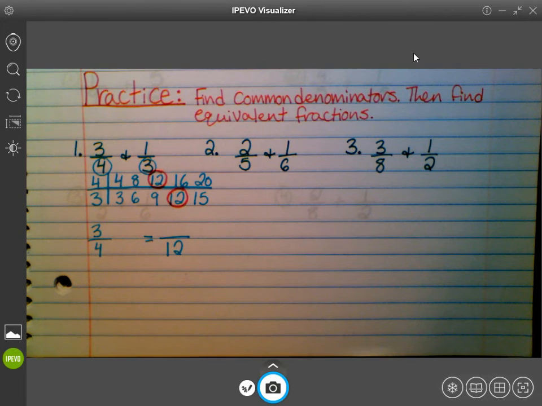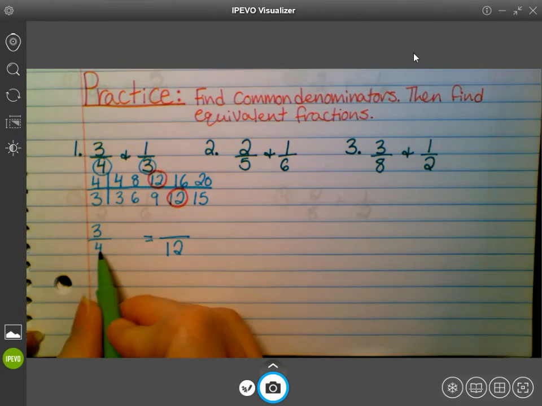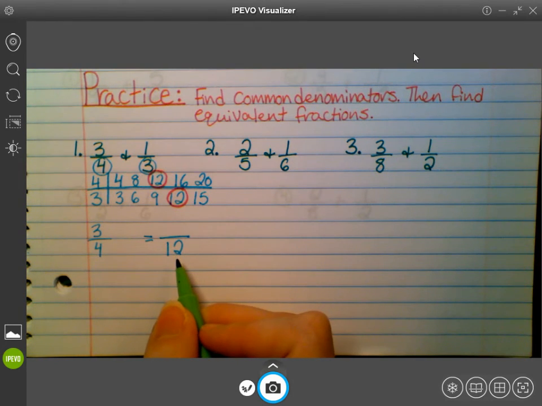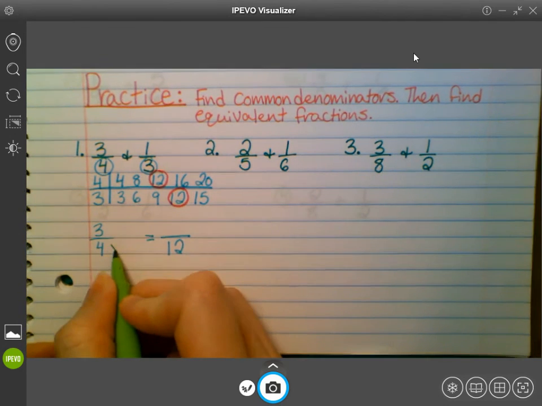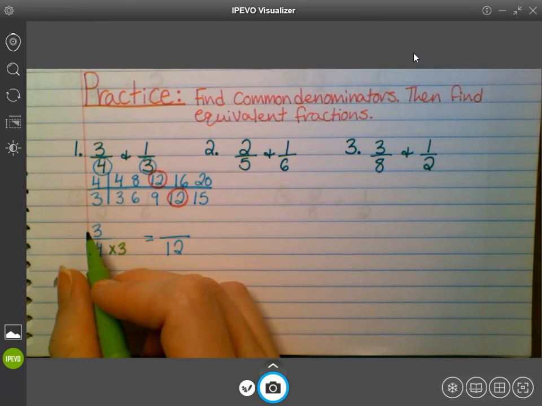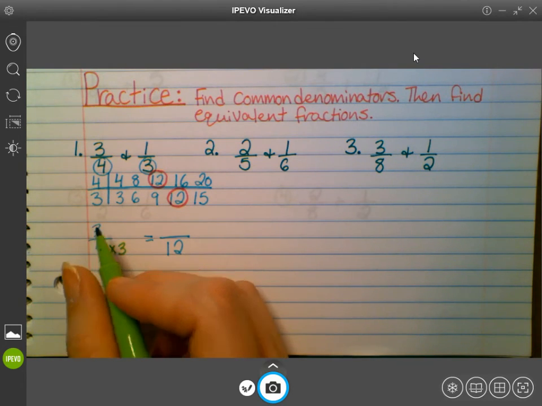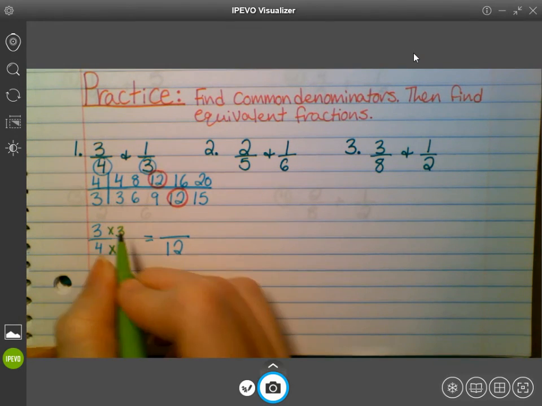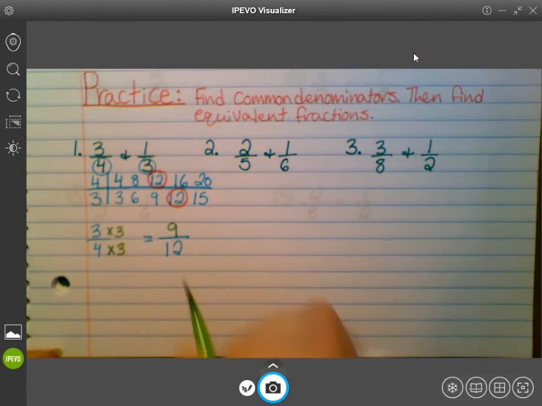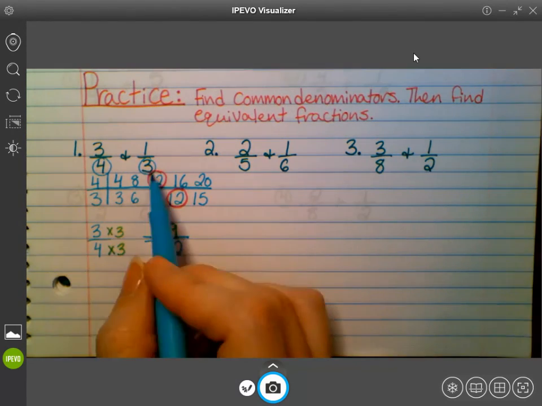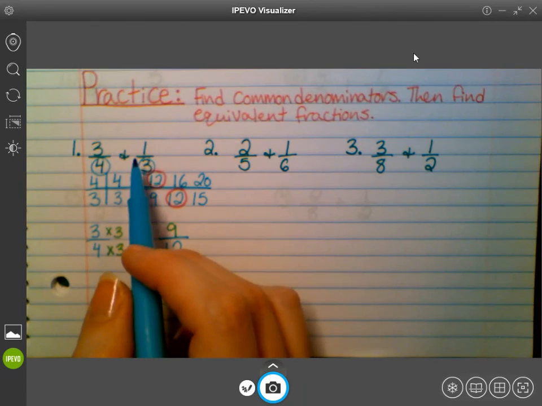All right. So then I think 4 times what equals 12? Show me on your hand. 4 times what equals 12? 4 times 3. So times 3. And whatever I do to the denominator, I have to do to the numerator. So 4 times 3. So then I do 3 times 3. 3 times 3 is 9. Am I done? No, I have 2 fractions up here. So if you only did 3/4, you still need to do 1/3.